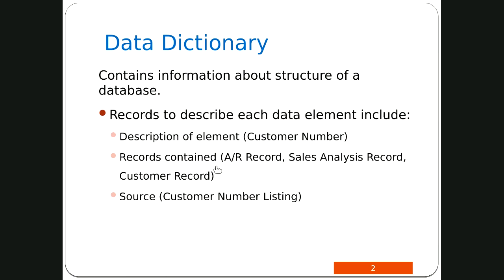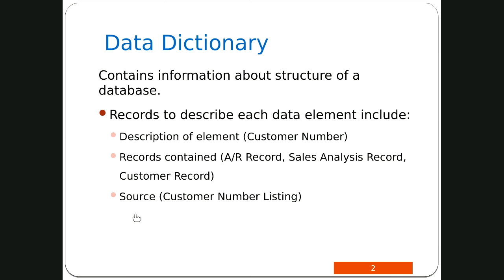Then the data dictionary tells us the records this customer number is contained in. So it's contained in the accounts receivable record, in the sales analysis record, in the customer record. For example, if you look at your student number, it is used in your grade report, it's used in the attendance report, etc. So the records that your student number is used in would also be described in the data dictionary.